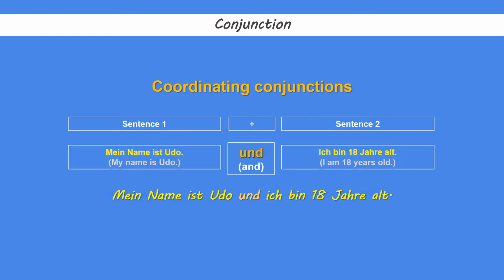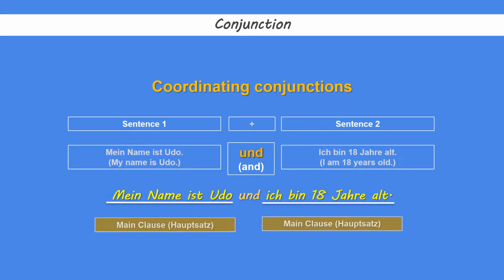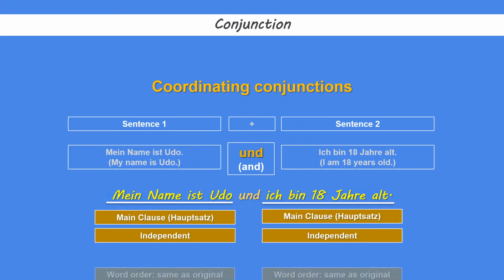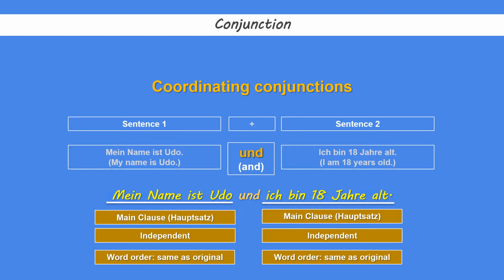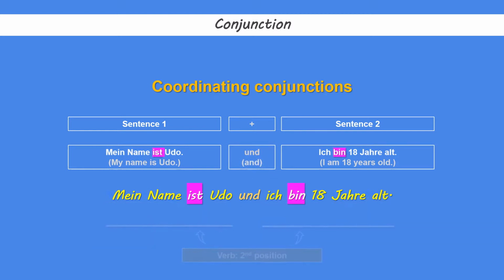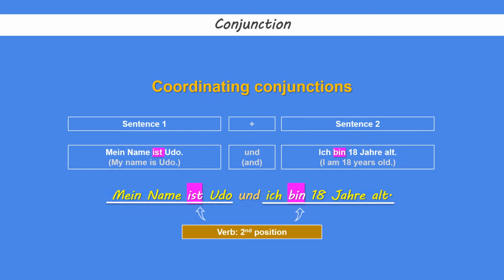We call the first and the second clause the main clause. Main clauses are independent from each other. Here we can see the word order of both clauses are the same as of their original sentences. And they are following the German basic sentence rule. It means the verb is in the second position.